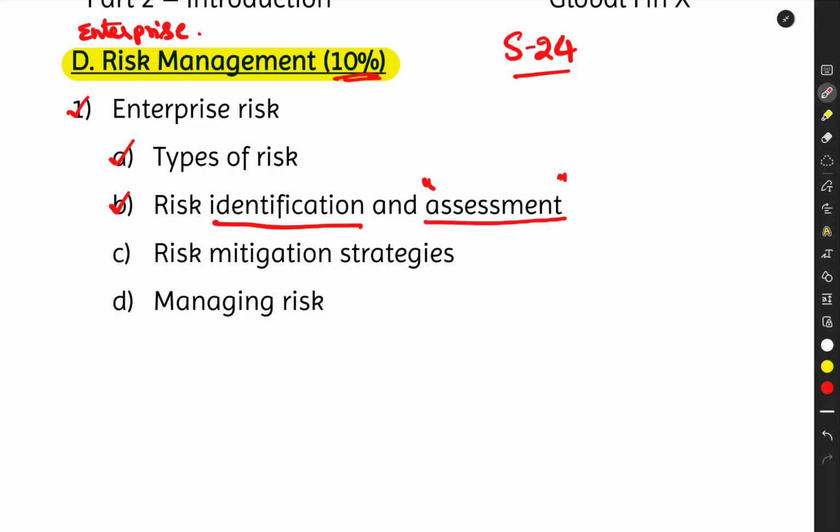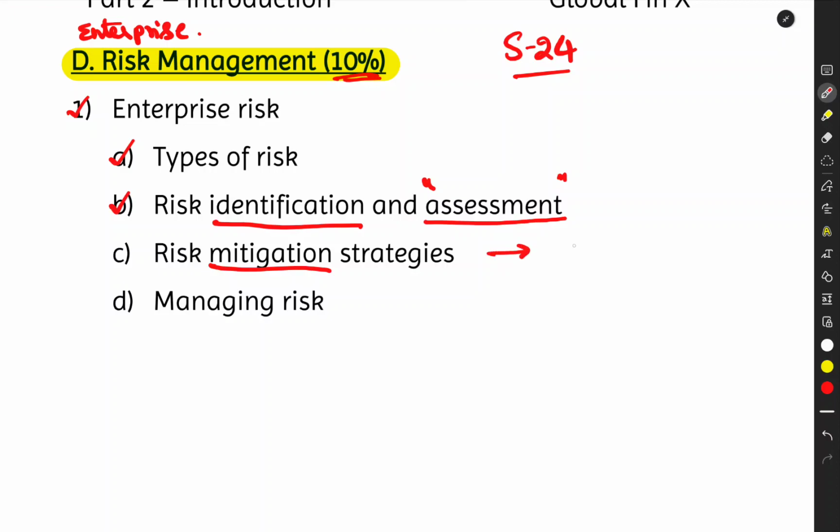Purchasing the shares of Reliance Industries versus purchasing the shares of Sizzlon Energy, that could be an example of risk assessment. Similarly, once we assess the risk, what should we do with that? You have to mitigate the risk. Mitigate means what? Mitigate means reduce the impact. Overall impact of a risk should be as low as possible, right?